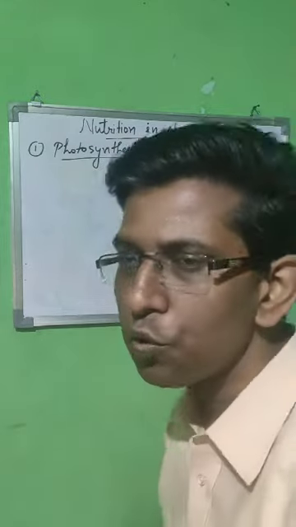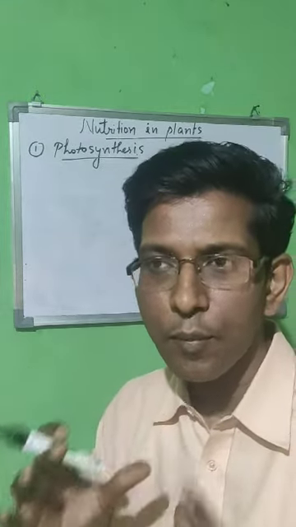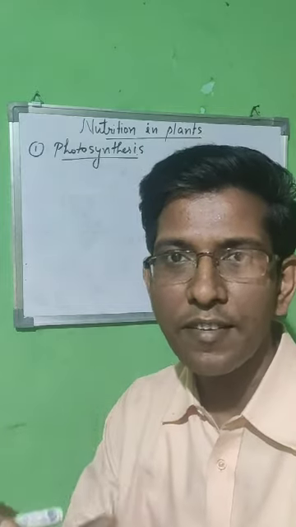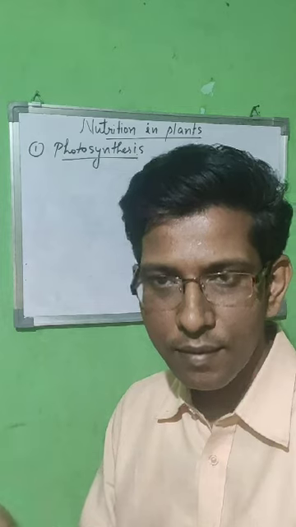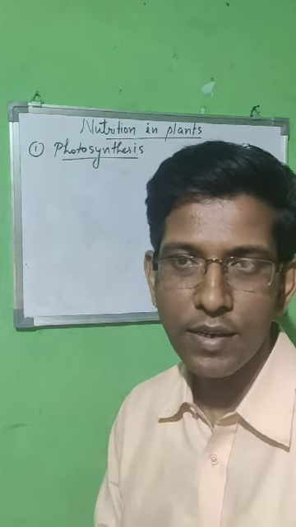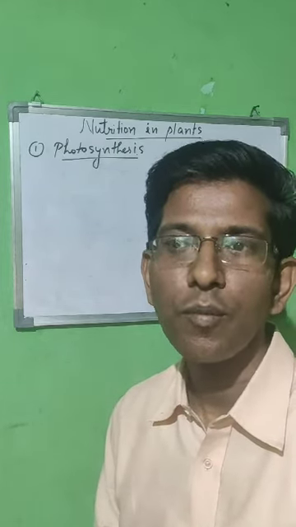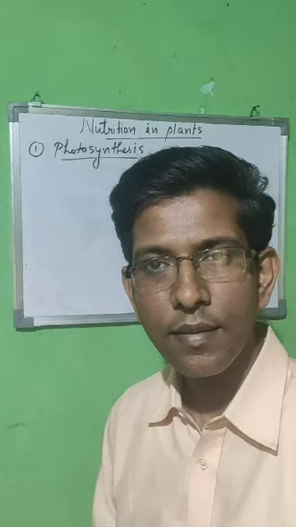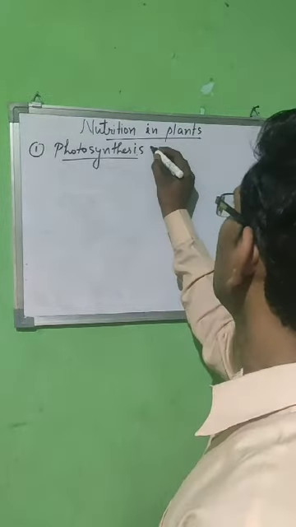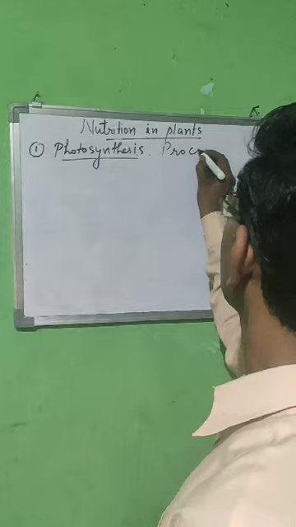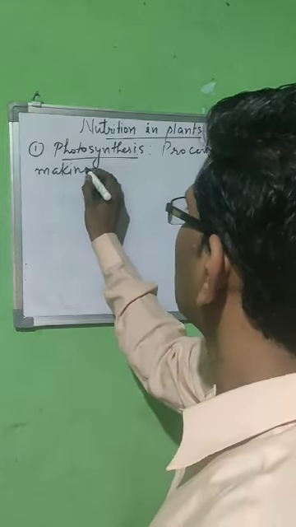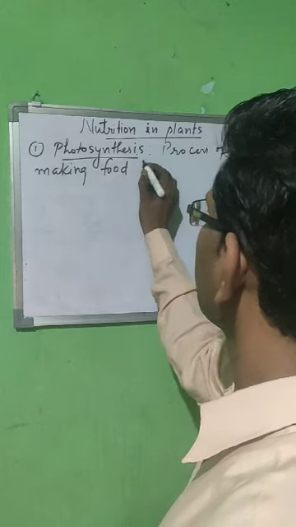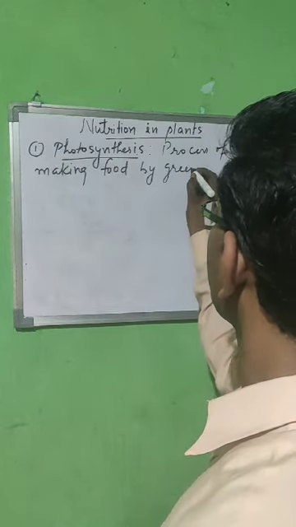Already I have explained to you, photosynthesis is what? That is a process by which green plants make their own food with the help of chlorophyll, sunlight, water, and the most important, carbon dioxide. So this is the process of making food by green plants.